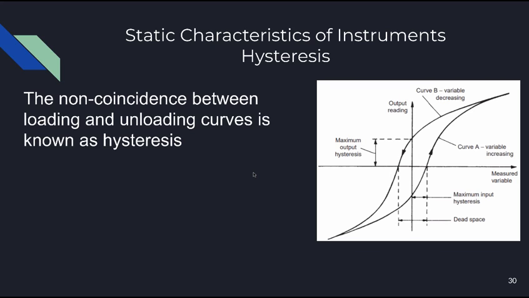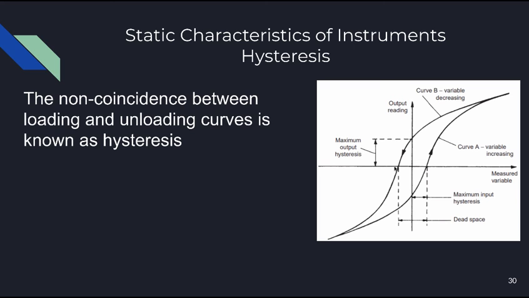This figure illustrates the output characteristics of an instrument that exhibits hysteresis. If the input measured quantity to the instrument is steadily increased from a negative value, this lower curve, the output reading varies in the manner shown in this curve A. If the input variable is then steadily decreased, the output follows the manner shown in curve B. So this is increasing the measured variable, and then as the measured variable is released or removed, it follows a different path.